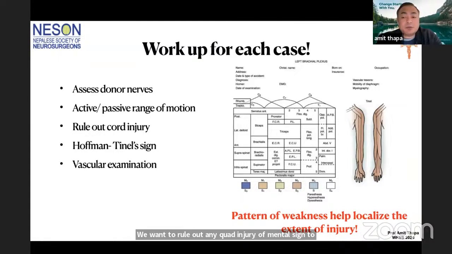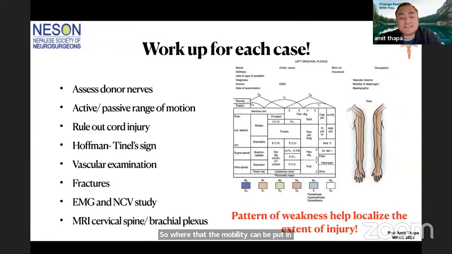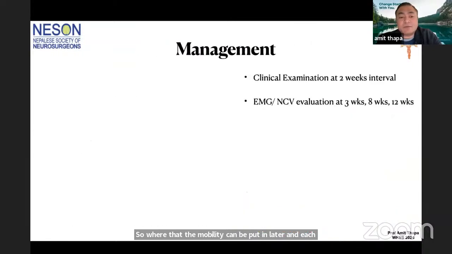Vascular examination, because we need a perfused limb so as to have a reinnervated limb. And then a fracture needs to be fixed first, because we need a stable limb so that mobility can be put in later. And each case gets an EMG and NCV study followed by MRI of the cervical spine and brachial plexus.